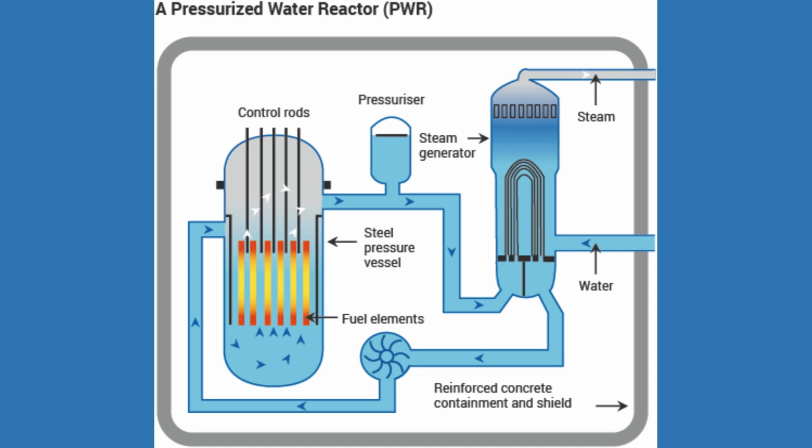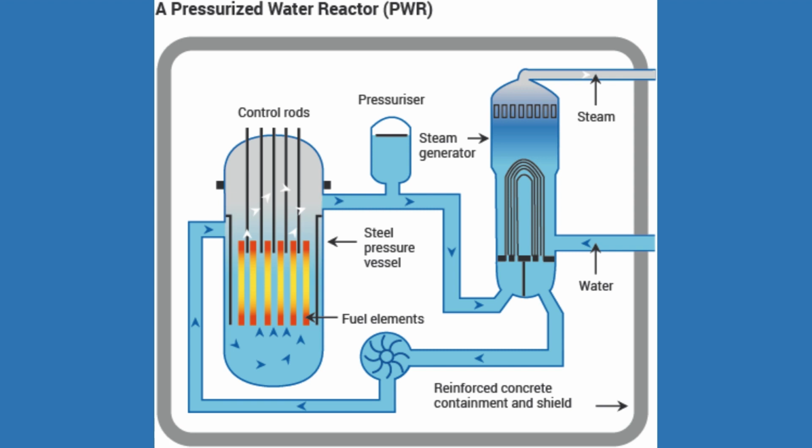Nuclear reactor cooling is a crucial process that removes heat generated from nuclear fission in the reactor core. The heat is transferred to a secondary coolant loop, which then generates steam to drive turbines that produce electricity. Types of nuclear reactor cooling systems. There are two main types of nuclear reactor cooling systems.